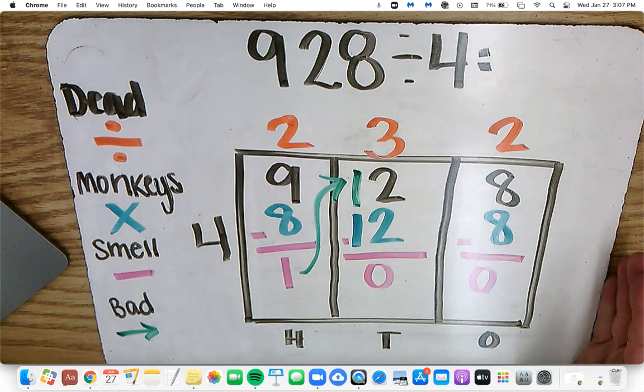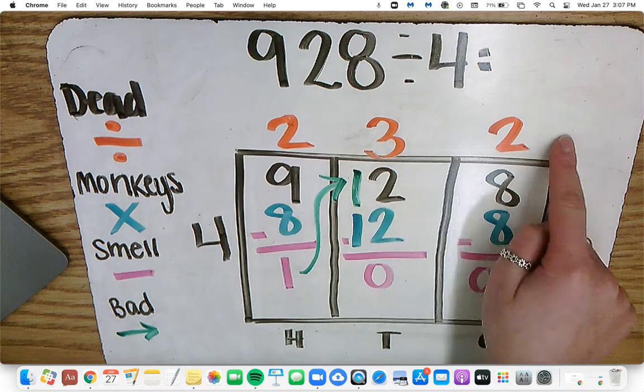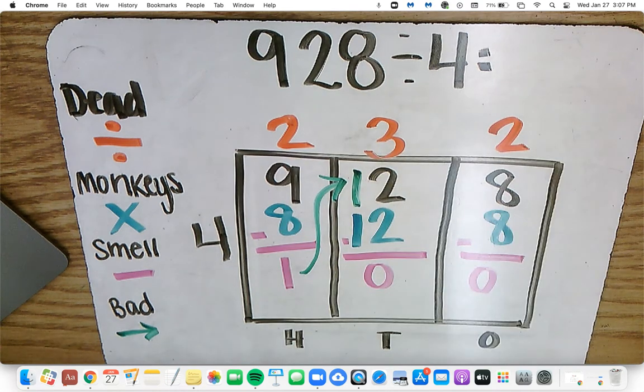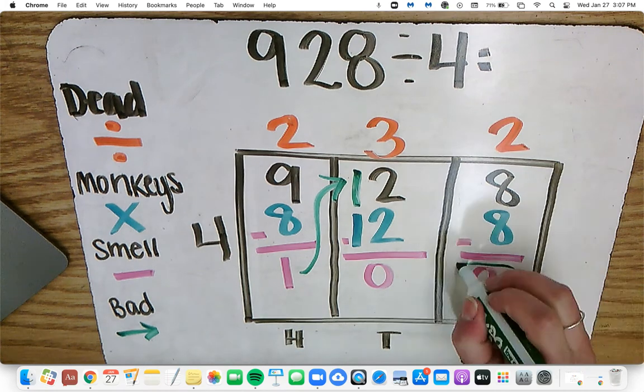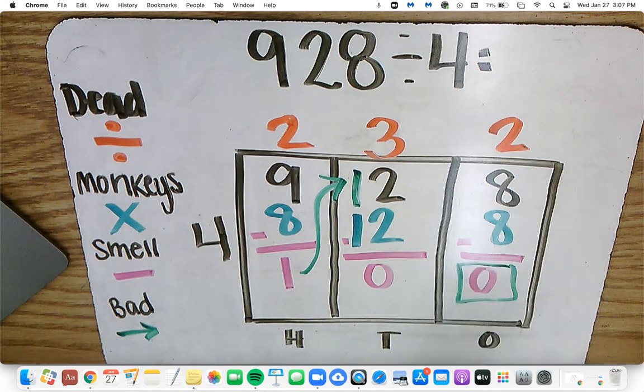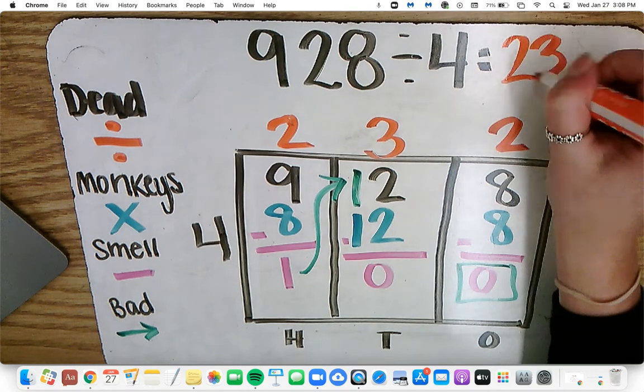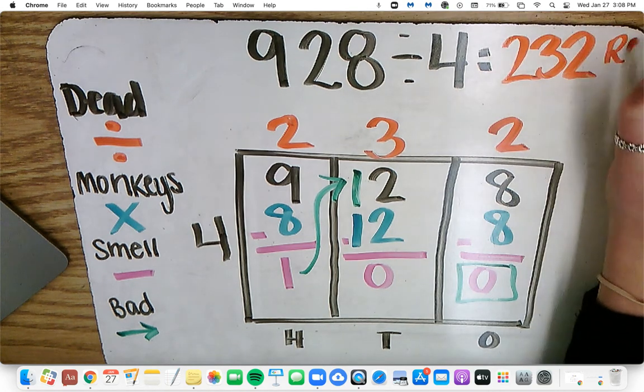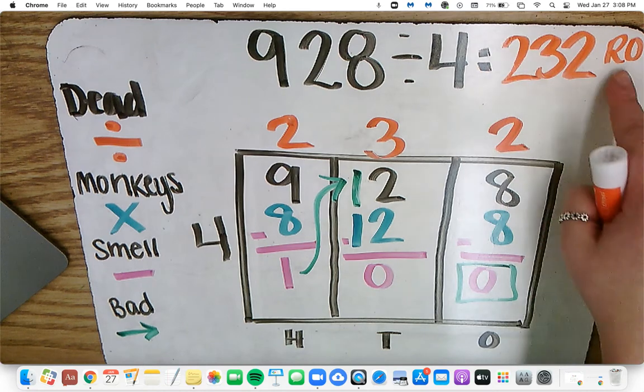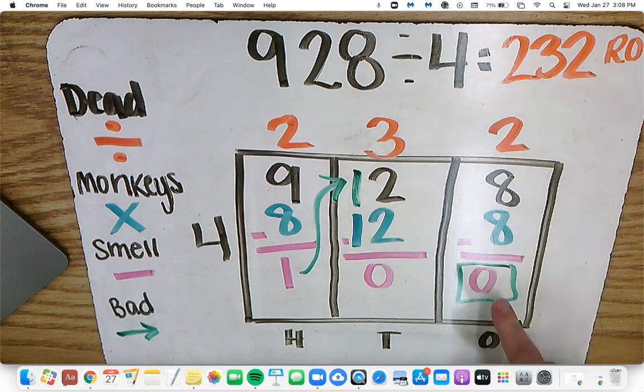I'm done solving. Remember that your answer is going to be found along the top of your place value chart. And if we had any remainders, we don't here, your remainder would be found down here. So our answer is 232, remainder 0. If you don't have a remainder, you don't always have to write this, but just so we remember where the remainder would come from, we're going to write it.